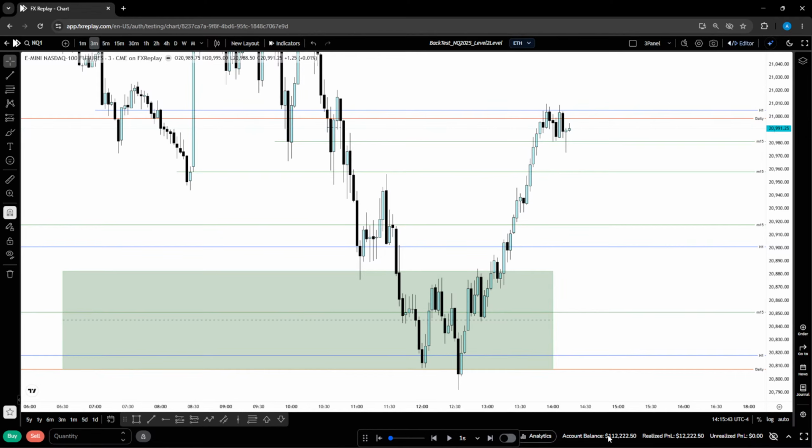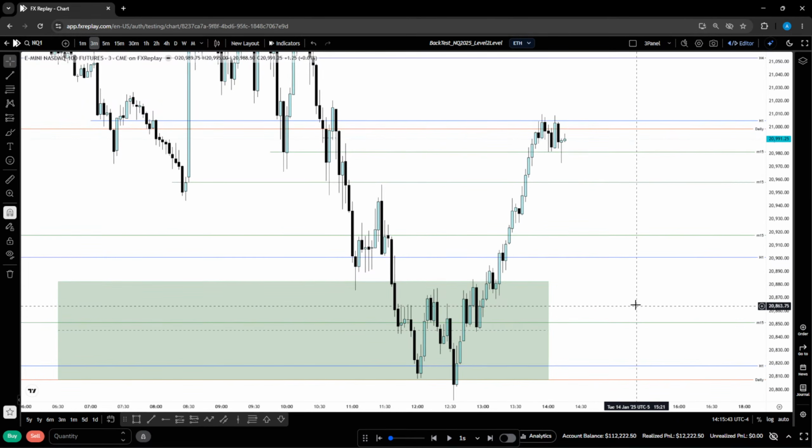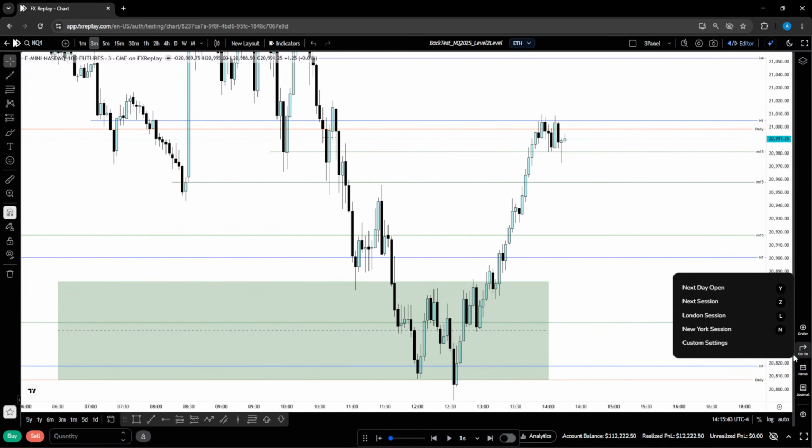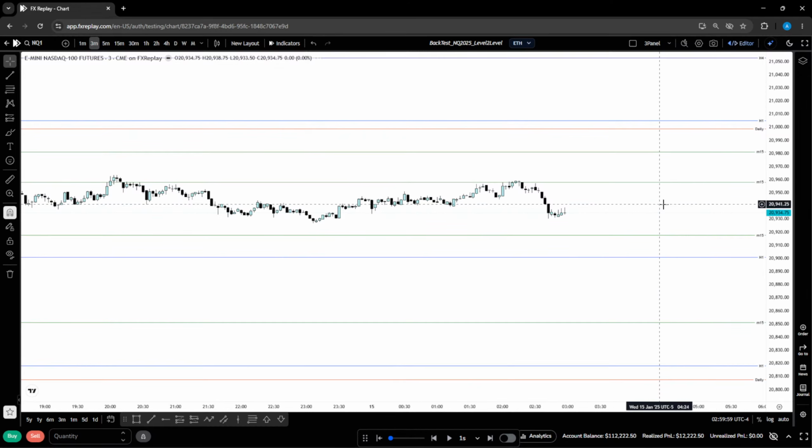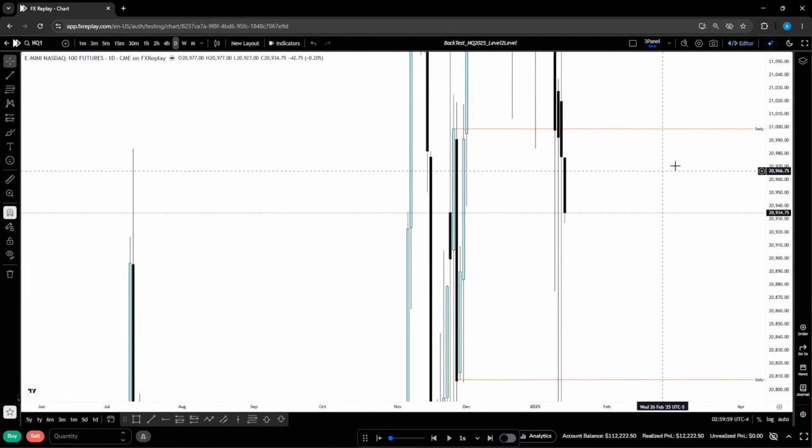backtesting now. The balance is up about 12,000. I'm using one NQ mini contract. So let's go to London session. And then we go to daily, updating the levels.